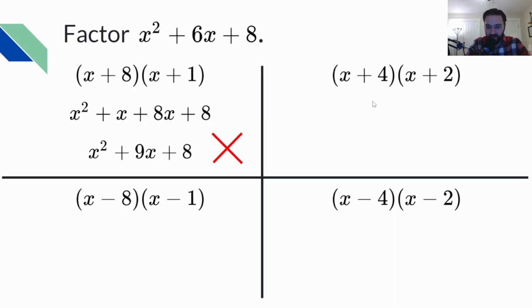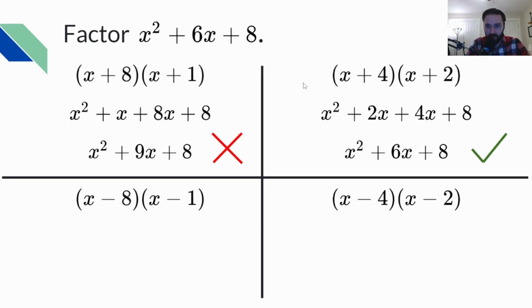Let's move to the top right. X plus 4 times x plus 2. If I FOIL that, I get this. Add those two like terms in the middle, I get x squared plus 6x plus 8. So that matches what we started with. So x plus 4 times x plus 2 is our answer. We moved from 3 terms to 2 factors successfully.